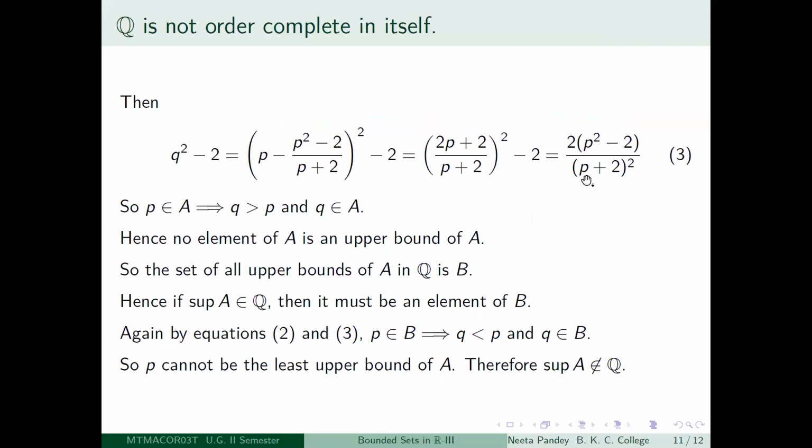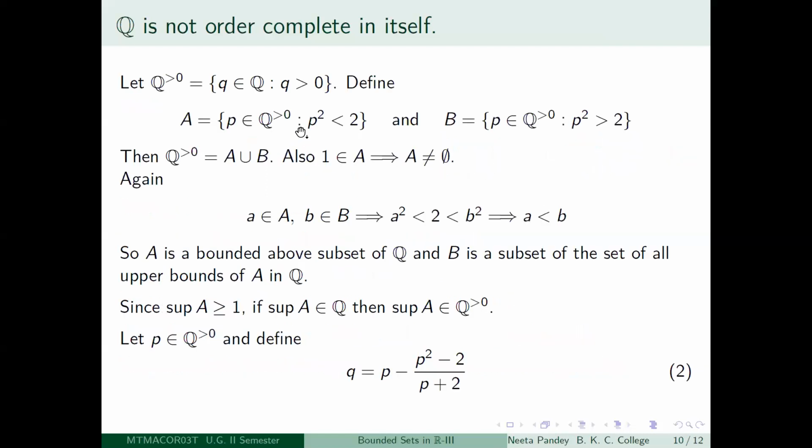So the denominator is always positive, 2 is a positive number, and in this bracket you get P squared minus 2, which is less than 0 because P was an element of A. Therefore you get Q squared minus 2 is also less than 0. That means Q squared is less than 2. So by the definition of A, Q will also belong to A.